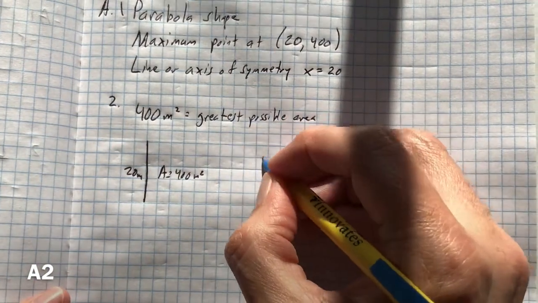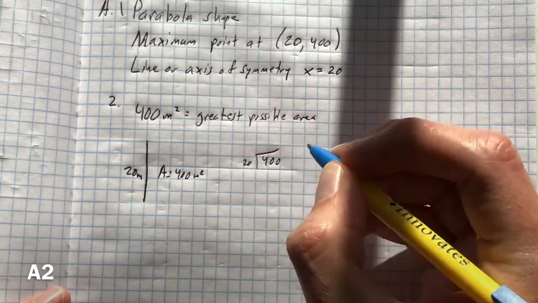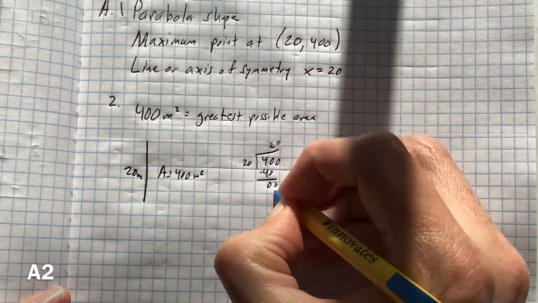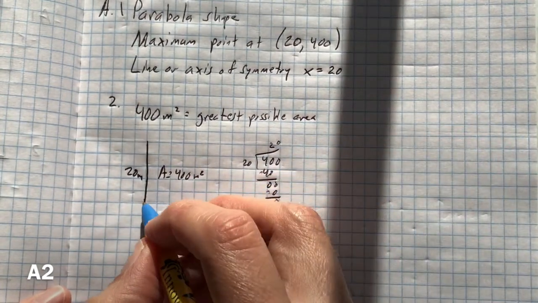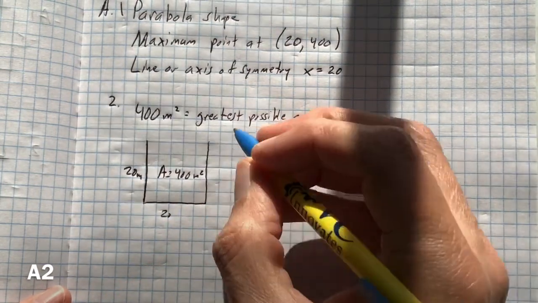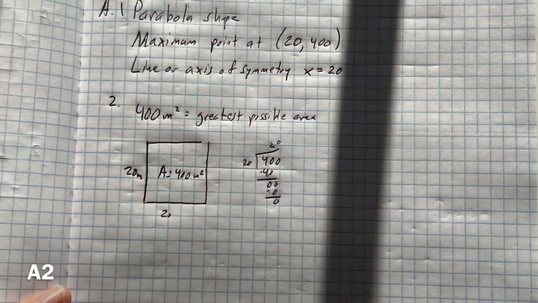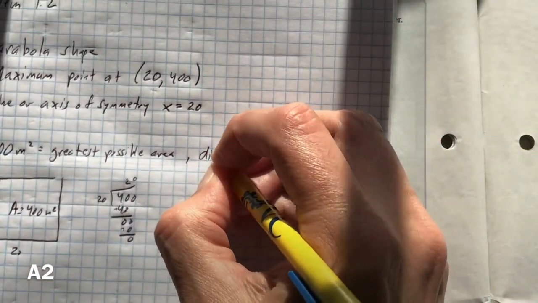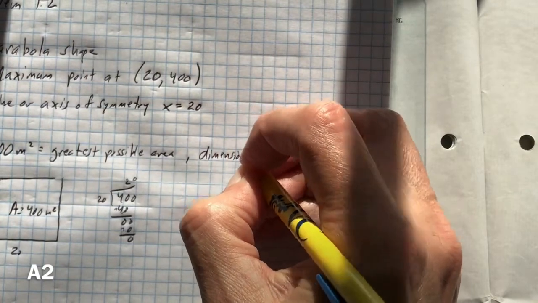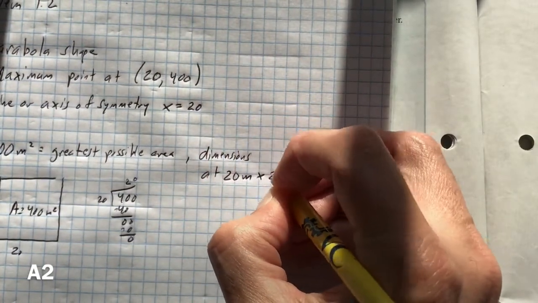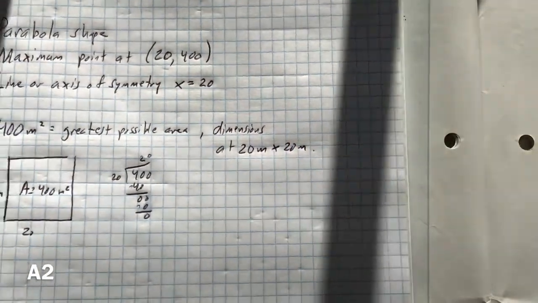So to do that, I would need to do 400 divided by 20. You see it's going to go in 20 times. So it turns out that the overall dimensions would in fact be 20 by 20. That would give me that area of that. So the dimensions are 20 meters by 20 meters.